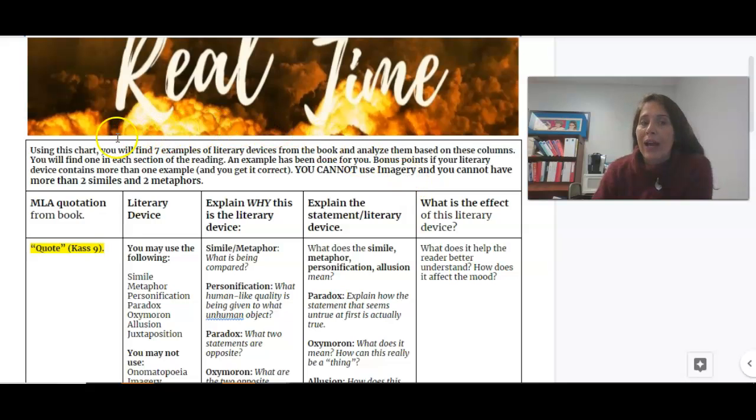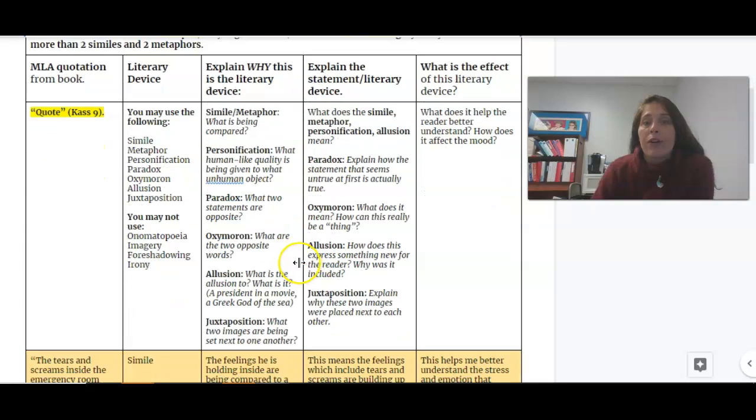You can only have 2 similes and 2 metaphors. That means you're going to have to find some other literary devices to use as well. For example, allusions and personification, paradox, oxymorons, juxtaposition. These things are going to be pointed out to you if you listen to the audio that goes with Real Time. These are some things that we included in our discussion.